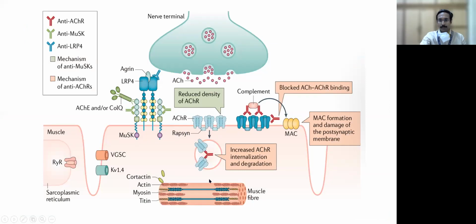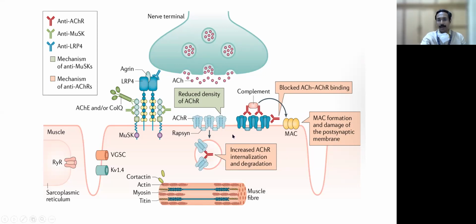So in pathogenesis, what happens is that this binding of the acetylcholine to the acetylcholine receptor is prevented either by the antibodies which block the action of the acetylcholine from acting on the receptor, or the antibodies will actually stimulate complement that will produce membrane attack complex that will damage the acetylcholine receptor and therefore again lead to nothing for the acetylcholine to attach.